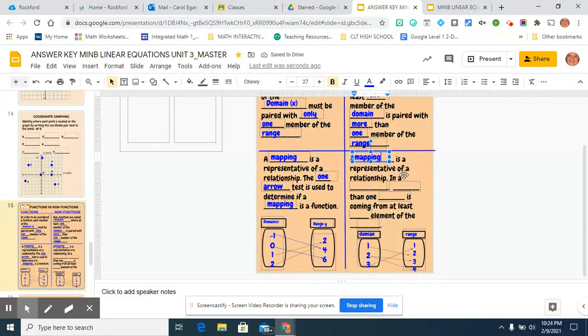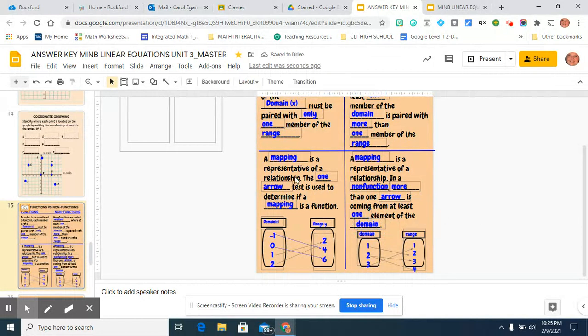And this is a mapping, a representative of a relationship in a non-function. More than one arrow is coming from at least one element of the domain. Okay, so this is how we have opposites.